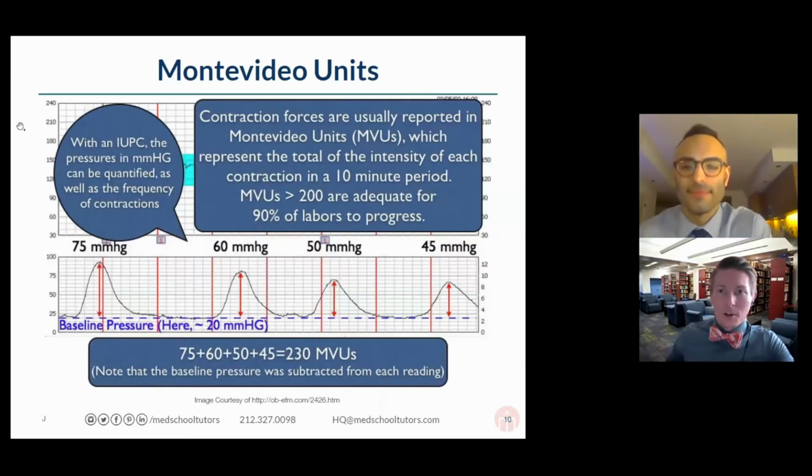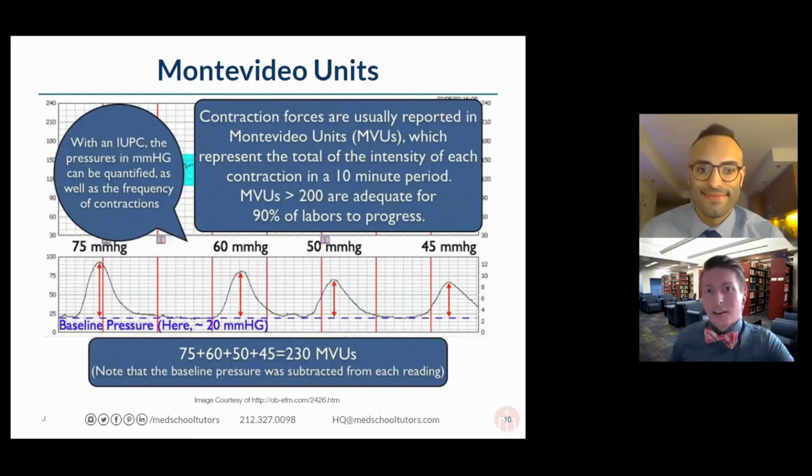That's the number to know. You have to have a Montevideo unit count of more than 200. The peak pressure of every wave over 10 minutes has to add up to a number greater than that. If it doesn't add up to a number greater than that, we do not have adequate contractions. And basically, mom isn't pushing hard enough. Not to blame her. She's not putting in enough effort per se, but the uterus isn't contracting hard enough.